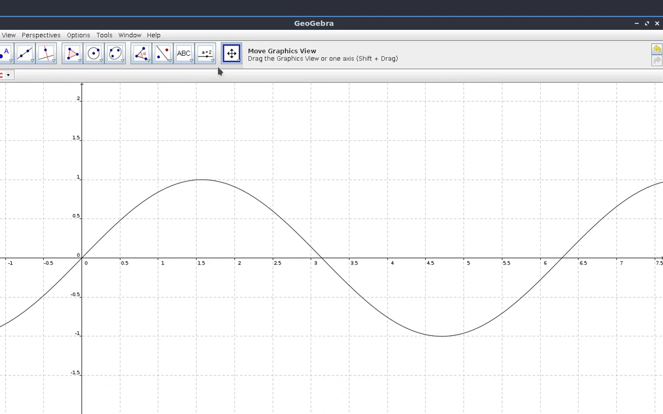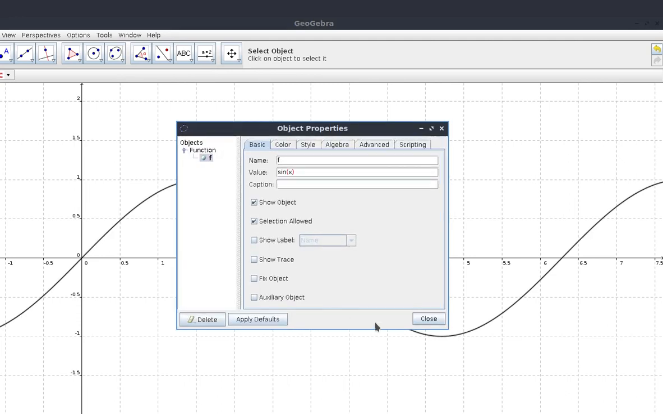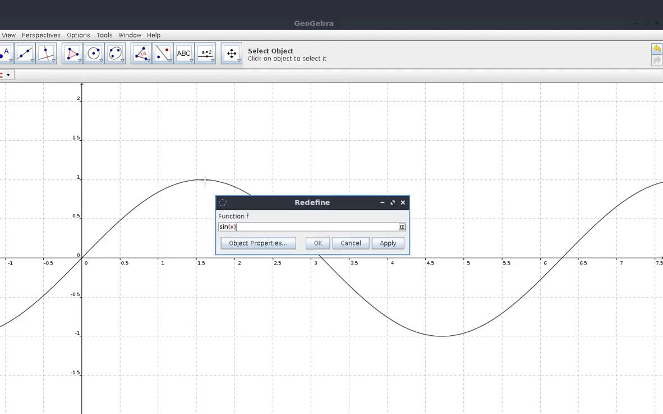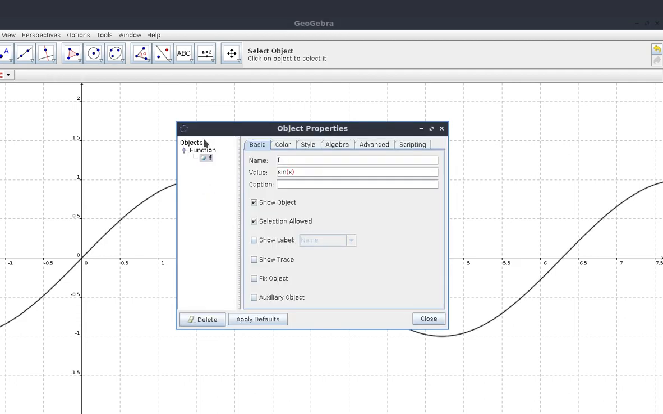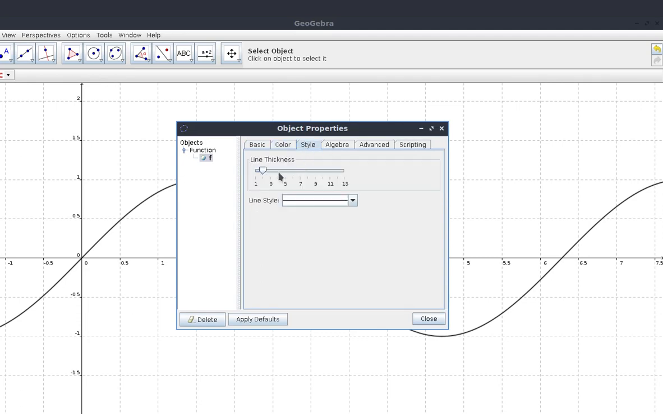Let me make some changes to this thing. Oh, hold on. What was that? Sine x. Okay, properties. Yeah, the color is okay. I'll make the color stay. I'll increase the thickness.